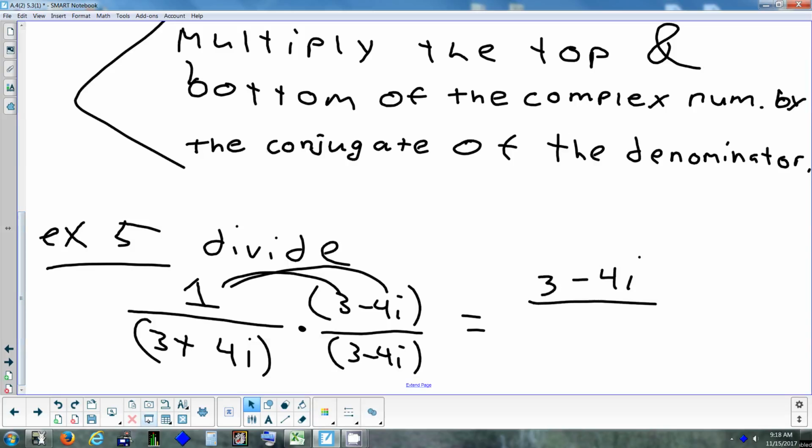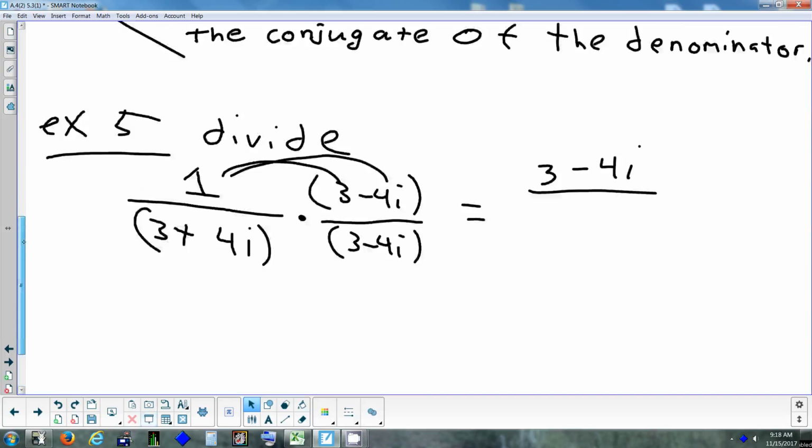And now let's use our shortcut to do the bottom. What's 3 squared? 9. 4 squared? 16. And then add them up. So what do we get in the denominator? 25.